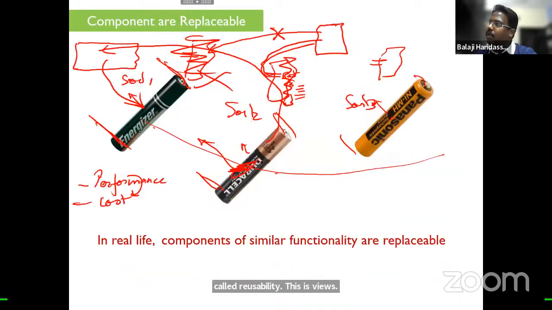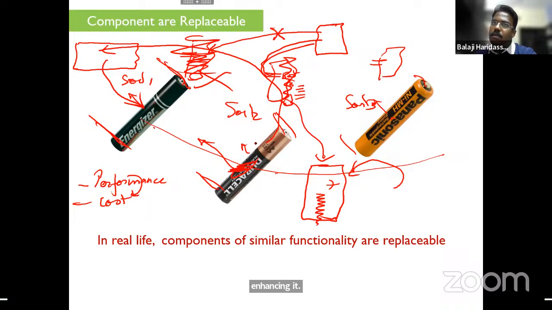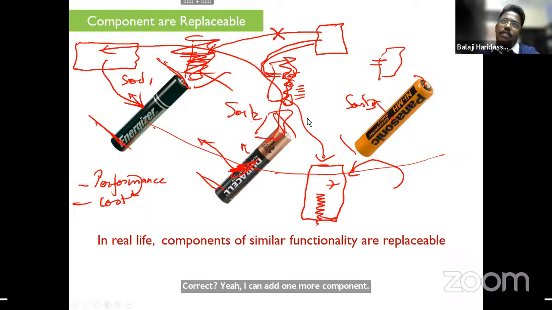Reusability. And what is this one? If I take this one, I can either enhance the performance of the algorithm, or I can easily replace it with another component. Correct? Yeah. I can add one more component. You can call this extendability or easy replaceability.